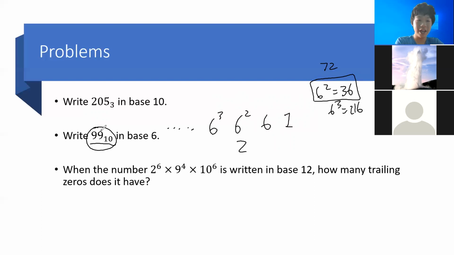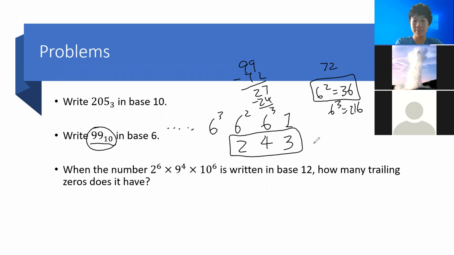So once we have two flats, how many do we have left? Well, we do 99 minus 72, 27. So how many sixes can go into 27? Well, 4. Once we do that, we have 3 left, so these 3 go into the 1s. So this is 243 in base 6. All right.